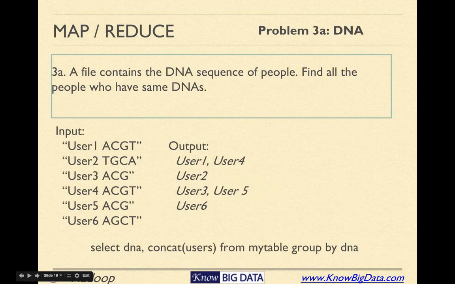The next problem is probably quite easy. You have, say, DNAs of the people in a file. This file contains DNA in the following format: each line contains user space DNA. And what you need to do is find out the people with the same DNA. Okay? You have to find out the people with the same DNA. What will you do? Anyone?